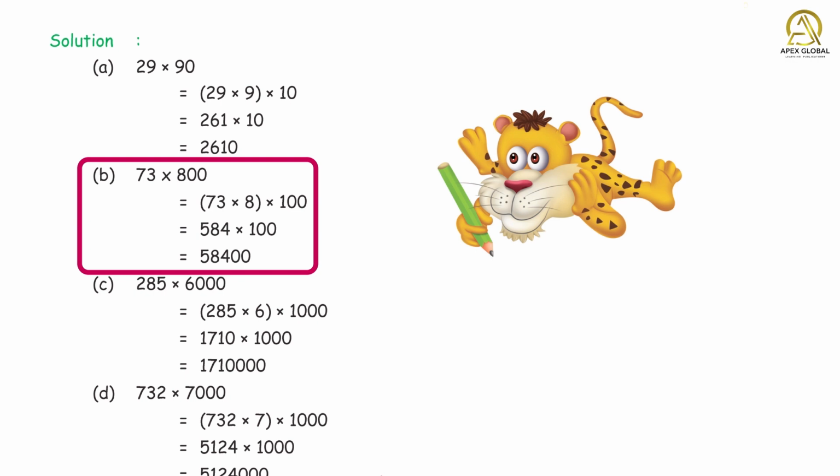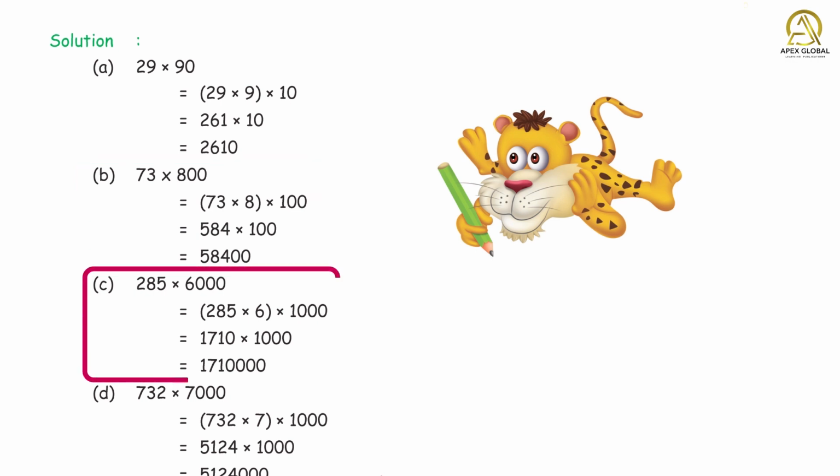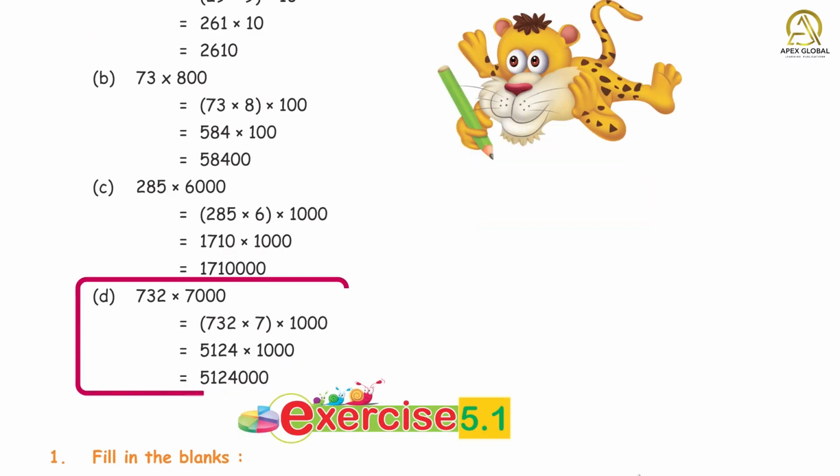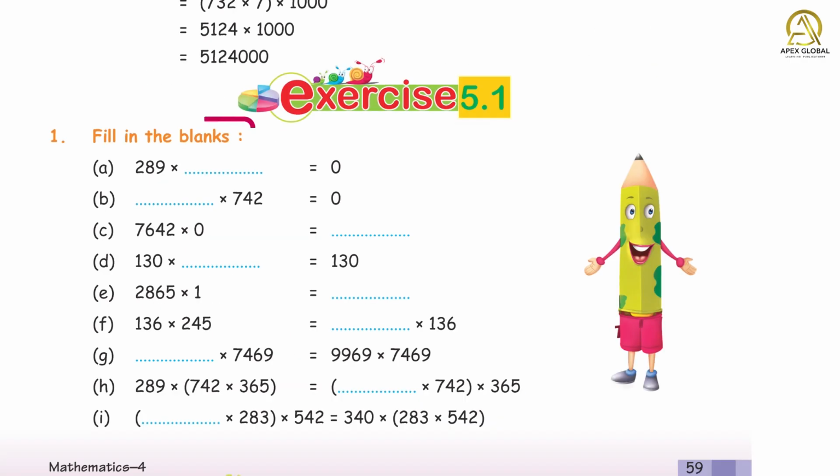C. 285 into 6000 is 285 into 6 into 1000 is equal to 1710 into 1000 is equal to 17,10,000. D. 732 into 7000 is 732 into 7 into 1000, 5124 into 1000 is equal to 51,24,000. Exercise 5.1. Question 1.